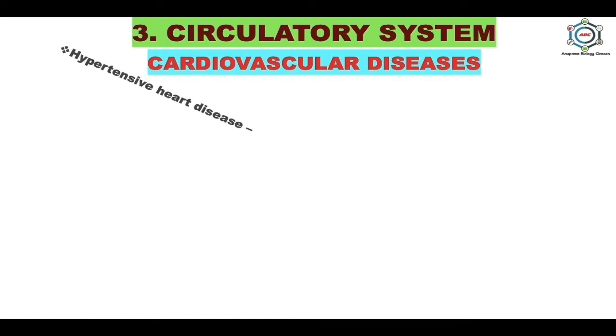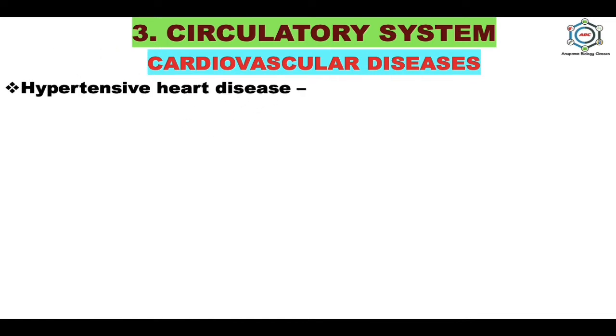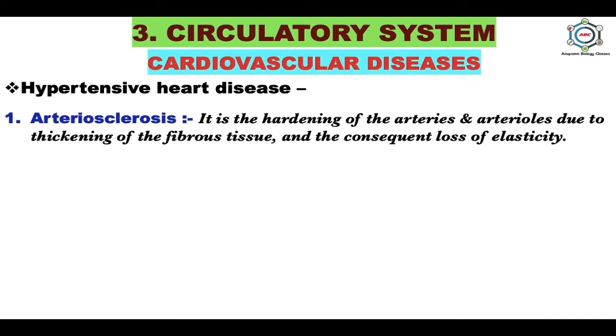Now, the circulatory system and cardiovascular diseases, in which the first one is hypertensive heart disease. First one is arteriosclerosis. It is the hardening of the arteries and arterioles due to thickening of the fibrous tissues and the consequent loss of elasticity. It is caused by hypertension or high blood pressure. In this disease, the calcium salts precipitate with the cholesterol of the formed or forming plaque. Because of this calcification, the wall of arteries ultimately becomes stiff and rigid. Such a clot in the coronary artery may lead to a heart attack or even death.